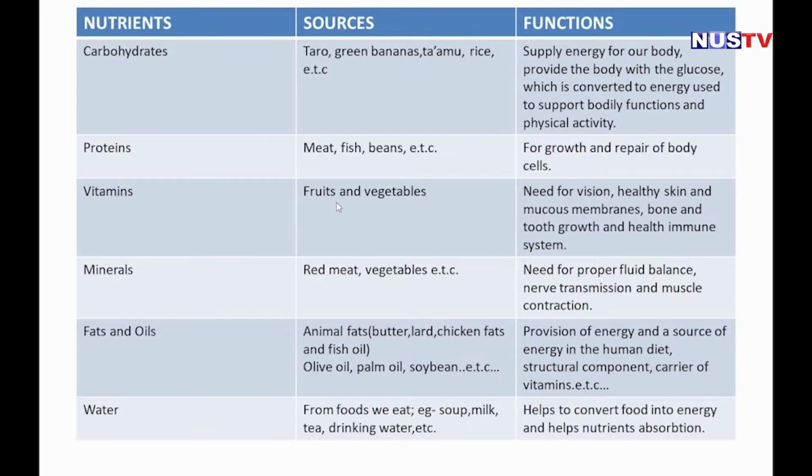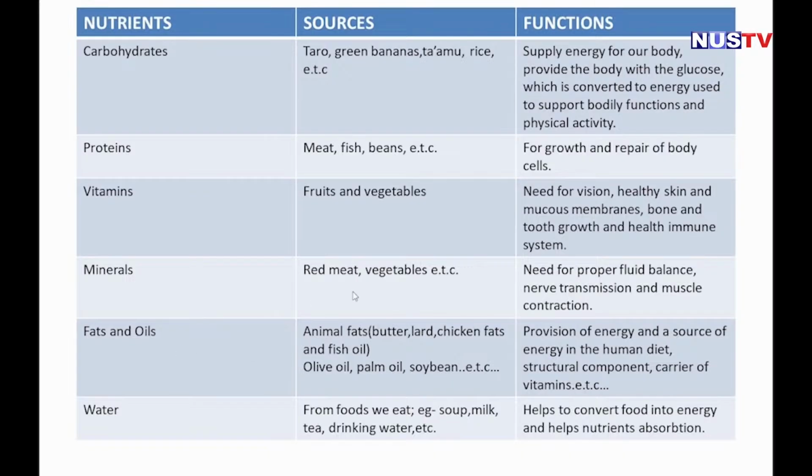The third one are vitamins. The good sources of vitamins are fruits and vegetables. They are needed for vision, healthy skin and mucous membranes, bone and tooth growth, and a healthy immune system. Our fourth nutrient is minerals. We get our minerals from red meat and vegetables also. They are needed for proper fluid balance, nerve transmission, and muscle contraction.